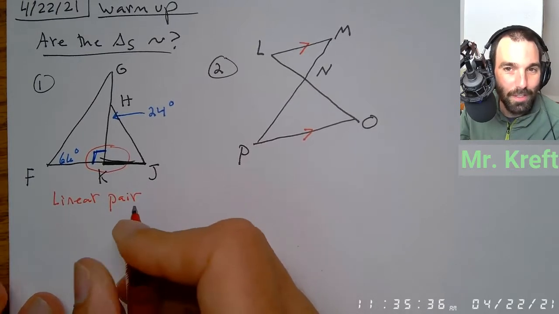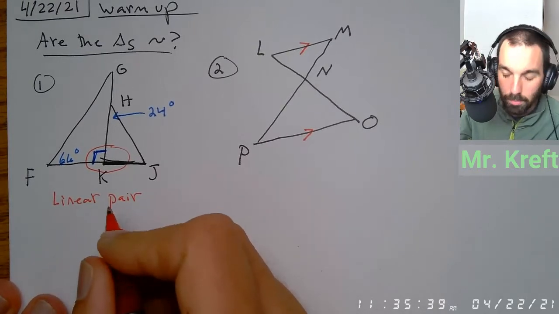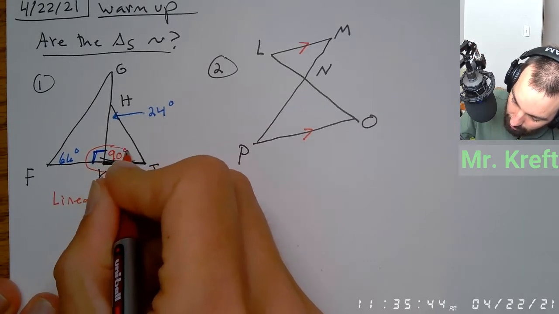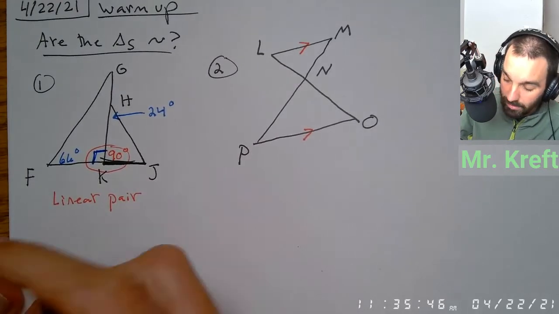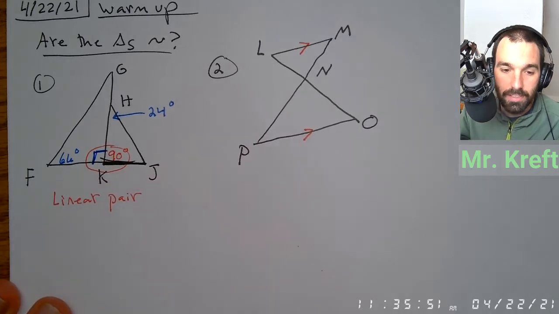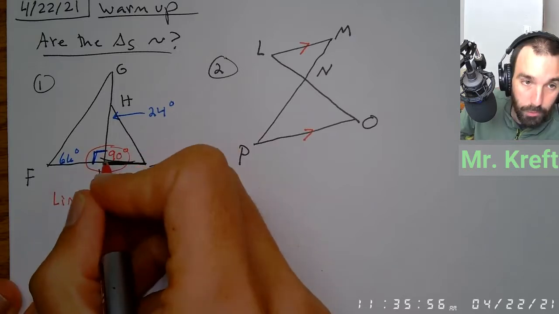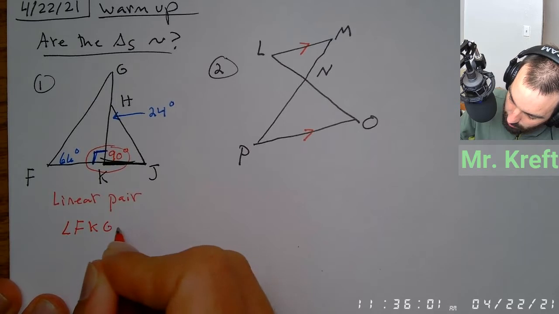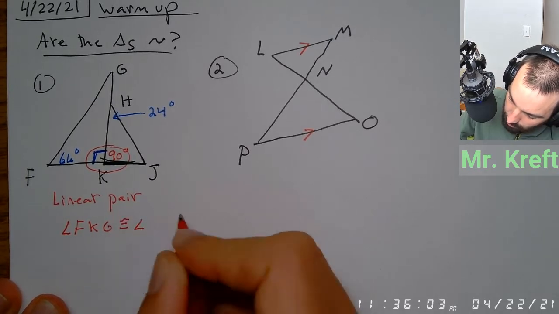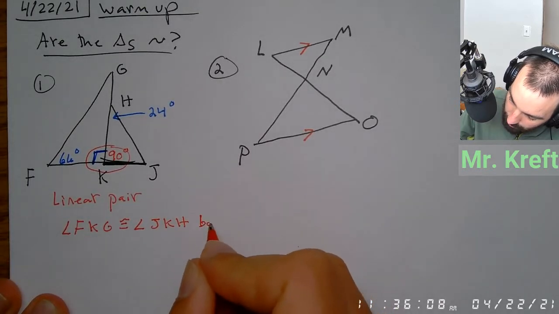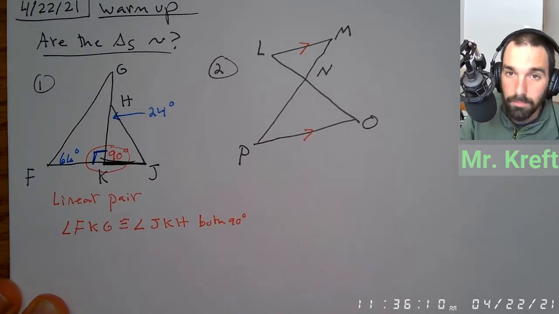We need to know that. That's what we've been working on quite a bit. So it's a linear pair, which means this is also going to be 90 degrees, because they're going to add up to 180, and 90 plus 90 is 180. So both of those angles are congruent. Angle FKG is going to be congruent to angle JKH, because they're both 90.